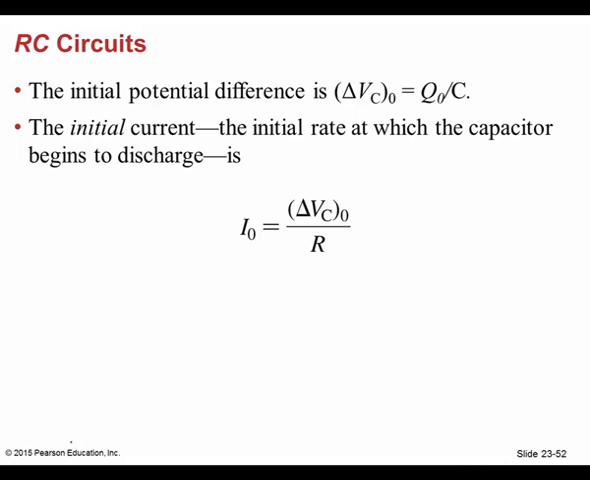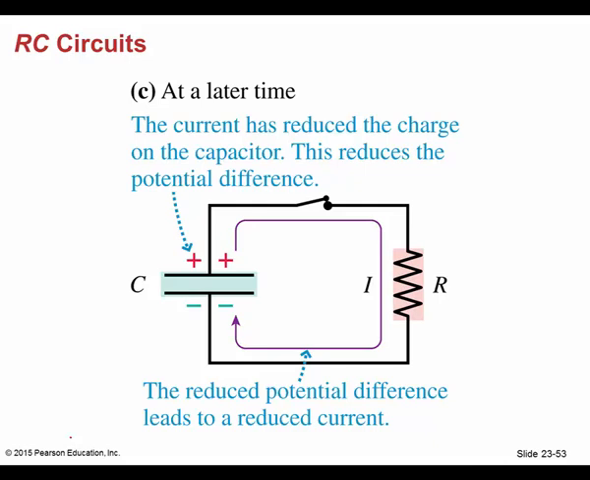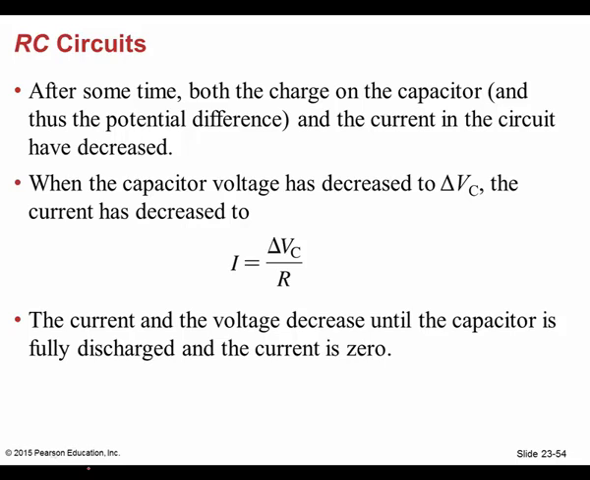All right, now, how do we find that? Well, the initial current is the initial change in voltage over the total resistance that we have in the circuit. Now, at a time later, of course, eventually the current gets reduced down towards zero, and of course, once current's gone, then there's no more voltage.